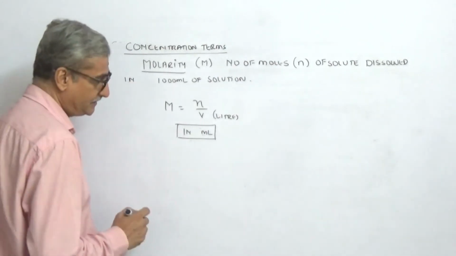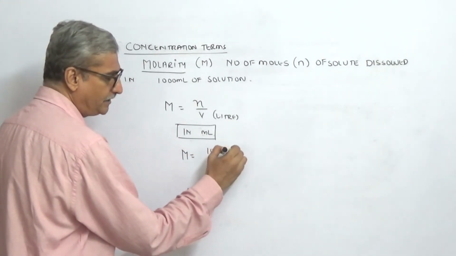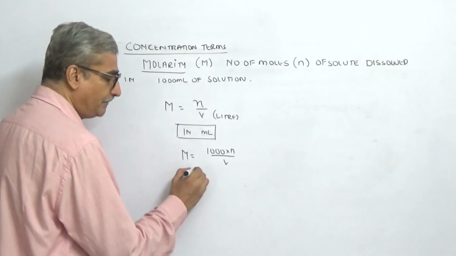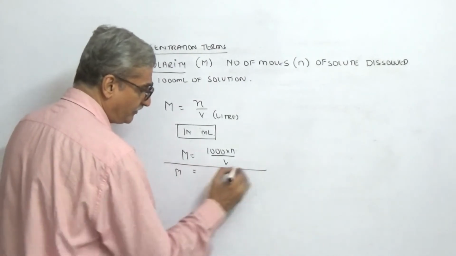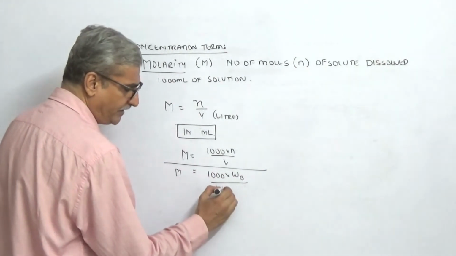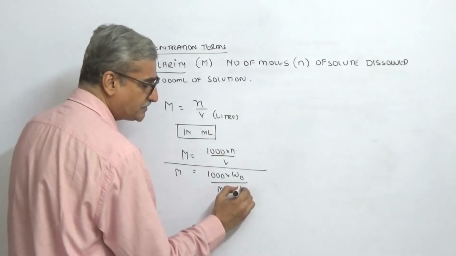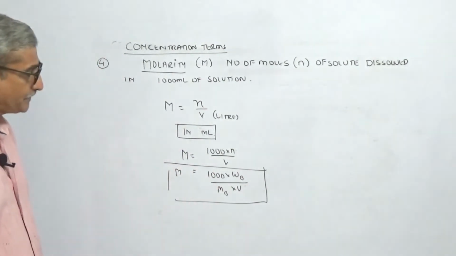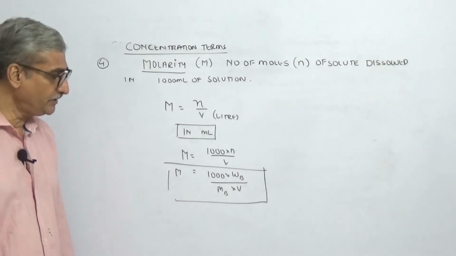तो listen, in ml. So in ml, then molarity will be given by 1000 into N by V. Okay, V is in ml. But what is N? N is number of moles. So we have the final formula: 1000 into weight of solute upon molar mass of solute into volume of solution in ml. So this is the formula that we are going to use frequently. Is this point clear? This is the formula we are going to use frequently. Okay? तो ये कैसे आया?